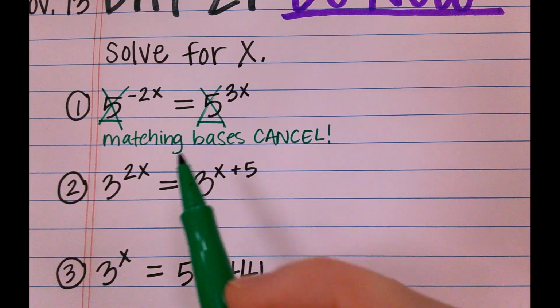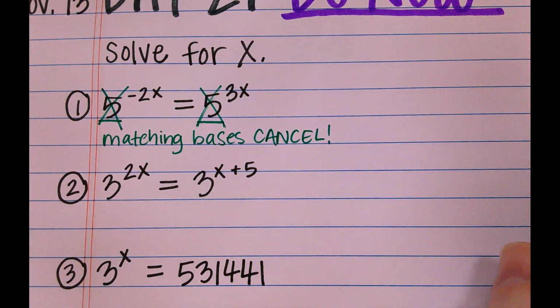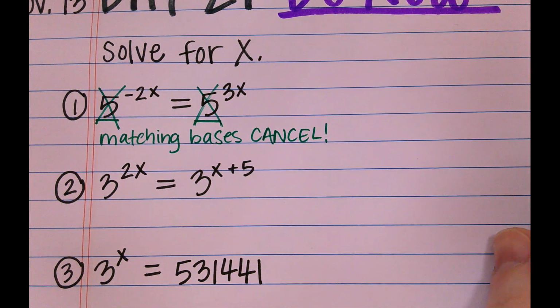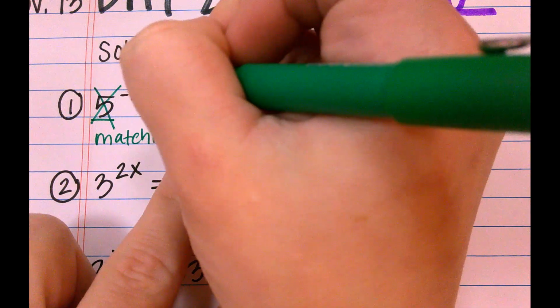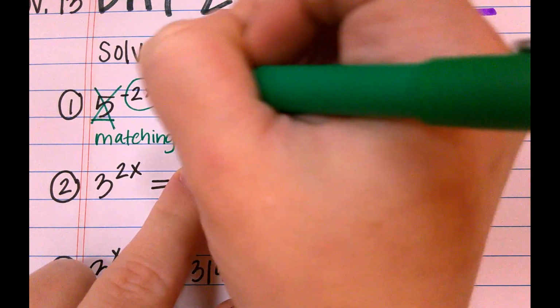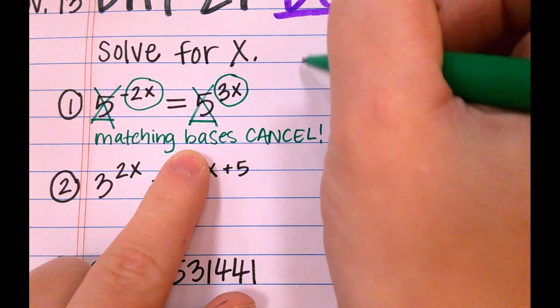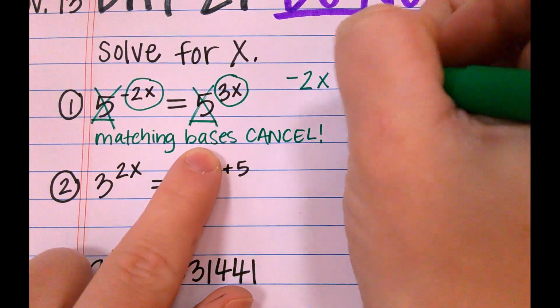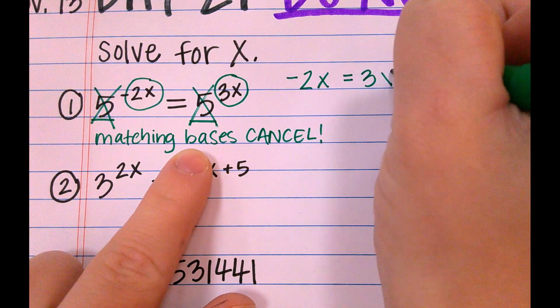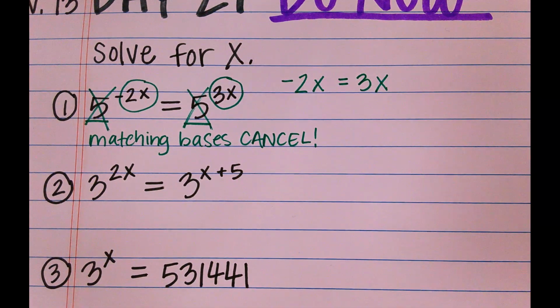Once we've canceled our matching bases, what should we do with the leftover exponents? Bring them down. We're going to take them out of the exponent spot and make them into their own equation. So I'm going to rewrite negative 2x equals 3x. So what do I do now?